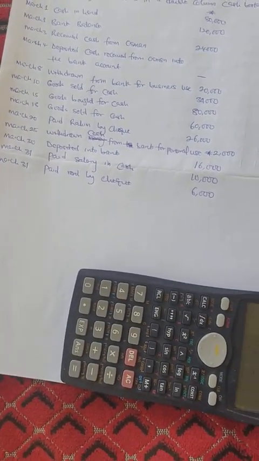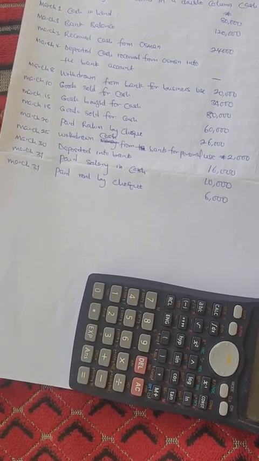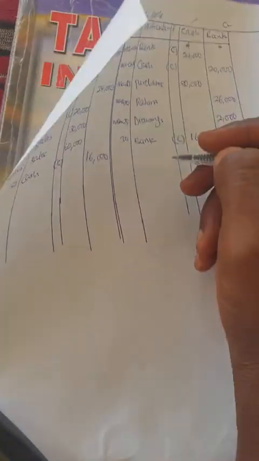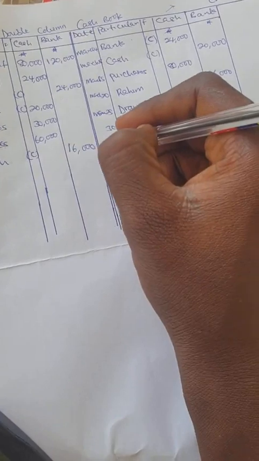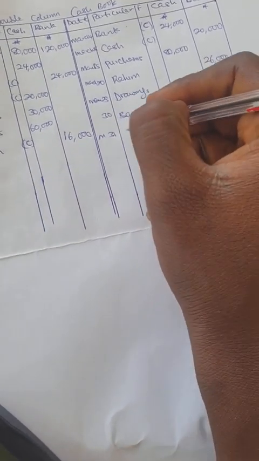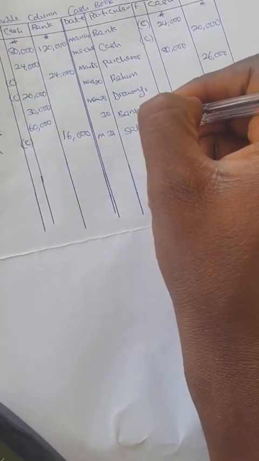Paid salary in cash, 10,000. When you paid salary out, but business is losing money, right? On the credit side, March 31st, what are we paying salary? It's cash salary, right? 10,000 under cash.